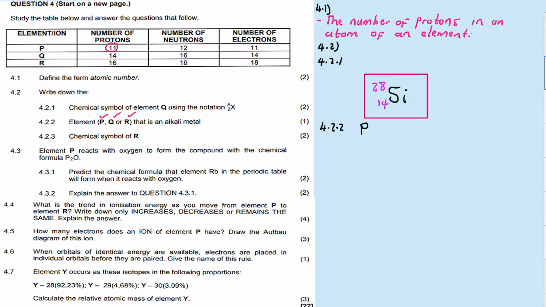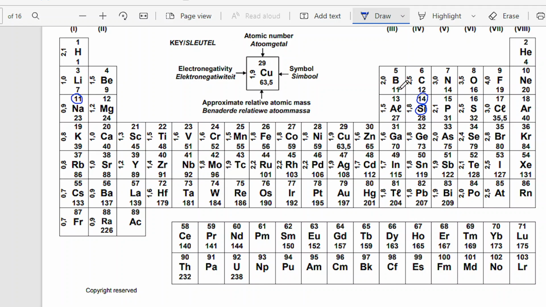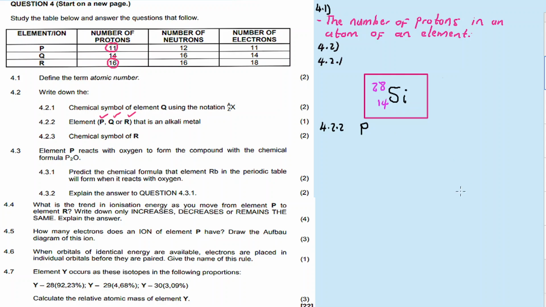And then element 16, as you check, element 16 is oxygen, no, it's sulfur, not silicon, sulfur. So these are not alkali metals. So our answer is P. Q and R are definitely not alkali metals.